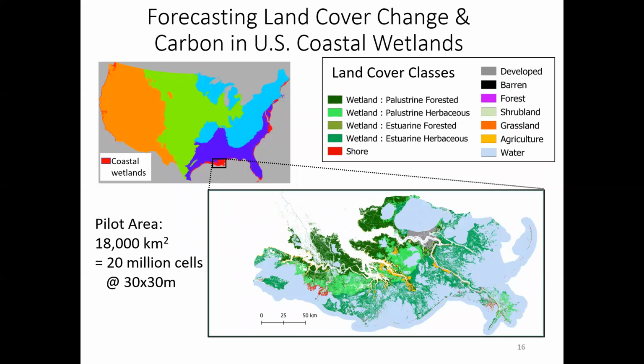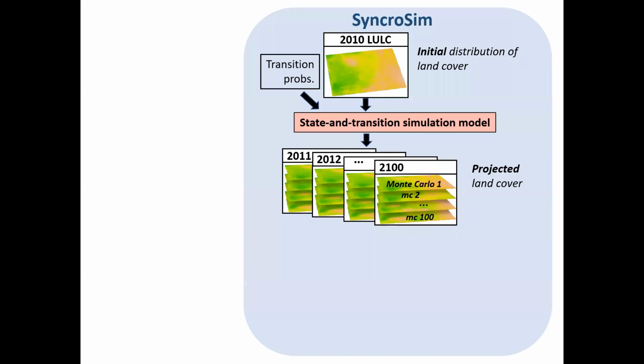So let's now touch very briefly on one example of how we're using SyncroSim to help deal with uncertainty. And this is work that we've been doing with our colleagues at the US Geological Survey to try and forecast future stocks and fluxes of ecosystem carbon across coastal wetlands in the conterminous US. On the next few slides, I'll lead you through the workflow we've set up in SyncroSim for this particular project. And as shown here, we'll begin by loading a landscape simulation model into SyncroSim.